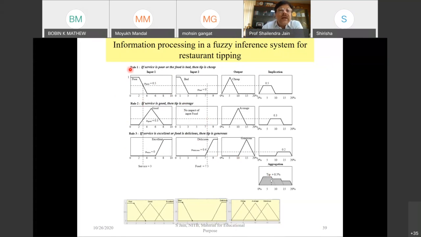So in my rule base, you can see here poor, good, and excellent for service, bad and delicious for food quality, and cheap, average, and generous for tip. Let's see, if someone has given the service 3 points and the food 7.5, what does it mean? Food quality is above average, 7.5 marks out of 10. That means food quality is good.